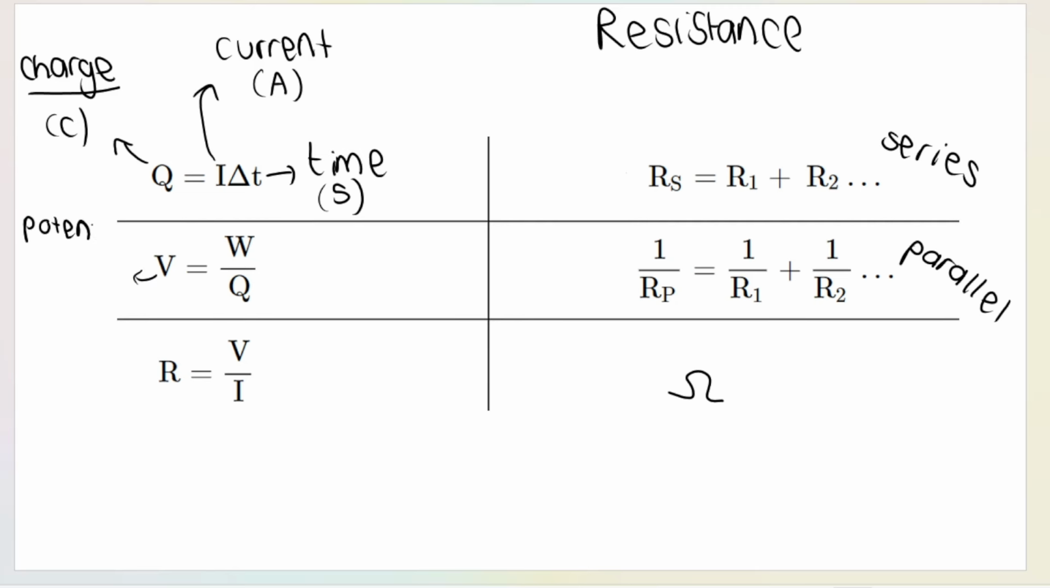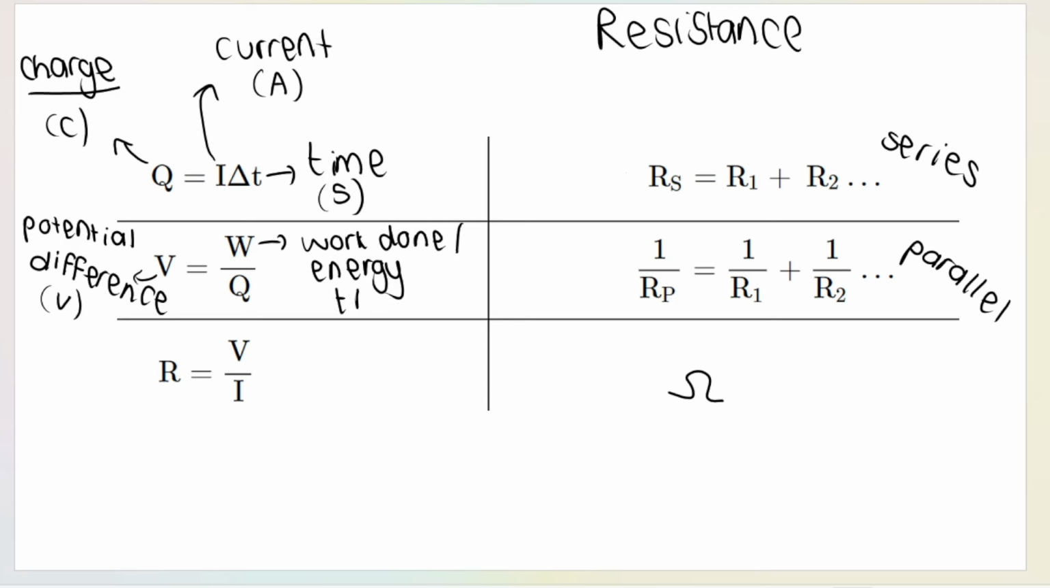This formula is used to calculate potential difference or voltage. Very important, please take note that potential difference and voltage mean the same thing. I know we often refer to it informally as voltage, but potential difference is a more correct term. It's measured in volts. W is work done or energy transferred. Although the formula says W as in work done, they can also give it to you in terms of energy. Work and energy are the same thing. It's measured in joules. We spoke about Q. Q is charge measured in coulombs.